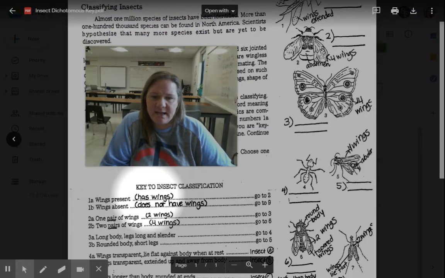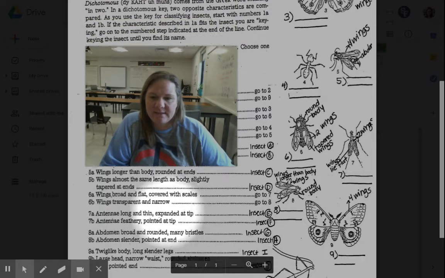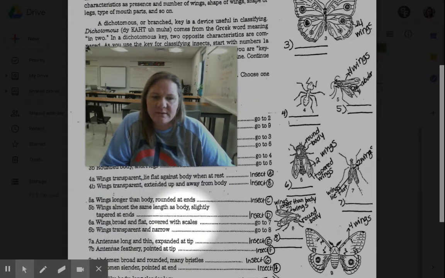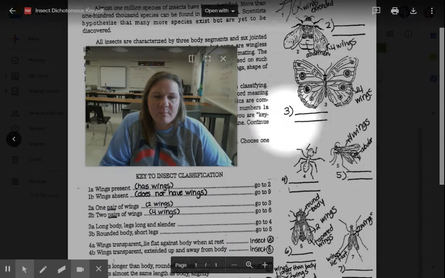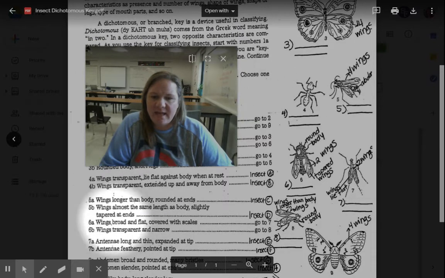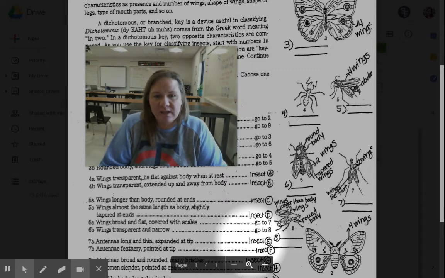Wings present, it has wings, so we go to 2. It has 2 pairs of wings, so we skip all the way down to 6. The wings are broad and flat, so we go to 7. Antenna long and thin, or antenna feathery. Our butterfly here has long and thin antennas. That would make it insect E. So number 3 is insect E.